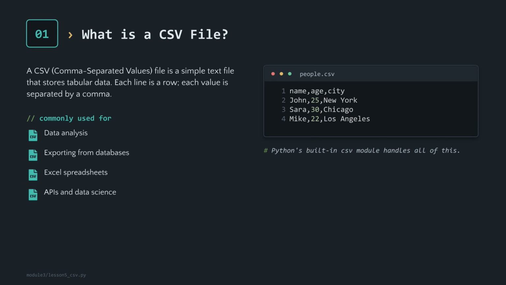CSV stands for comma-separated values, and it's just a plain text file that stores data in a table. Each line is a row, and within a row, each value is separated by a comma. Look at people.csv. The first line names the columns, then each following line is a person's data. You'll meet CSVs everywhere: data analysis, database exports, Excel, and data science. And Python's built-in CSV module handles all of it.